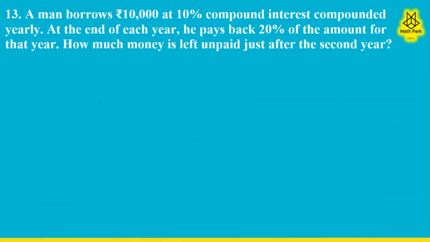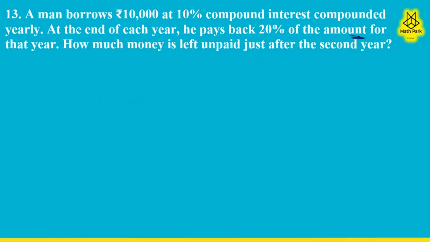Moving to the last question of today's video or exercise 2C. A man borrows rupees 10,000 at 10% compound interest compounded yearly. At the end of each year, he pays back 20% of the amount for that year. How much money is left unpaid? So remember, amount for that year. Earlier it was amount borrowed originally. So just be careful how much money is left unpaid just after the second year.